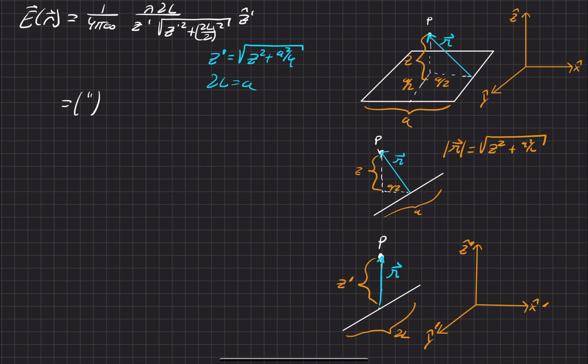That 1 over 4 pi epsilon naught remains the same. 2L is now equal to a. z prime is now equal to this stuff right here. So I'll go ahead and do that. This is the square root of z squared plus a squared over 4. And then we still have all the rest of that stuff right here. z prime squared is just equal to z squared plus a squared over 4. And then finally, 2L is equal to a, right? So this is all equal to plus a squared over 4 again, right?